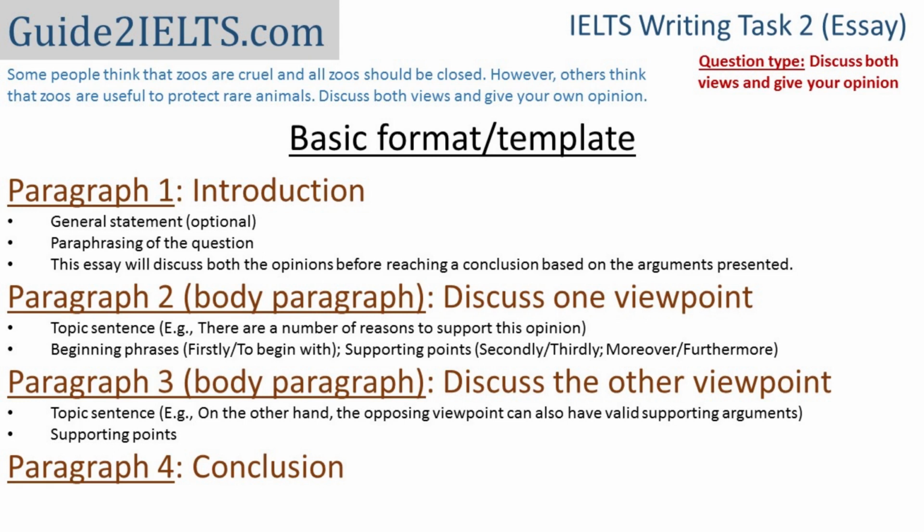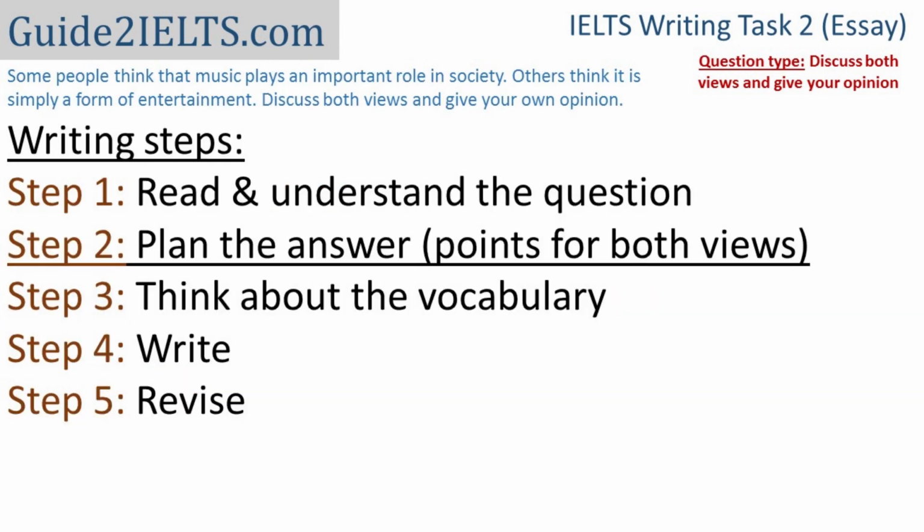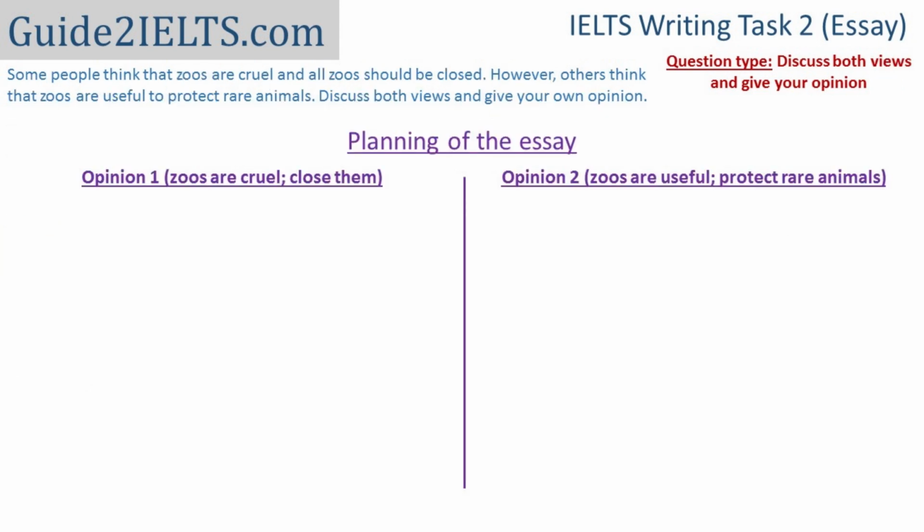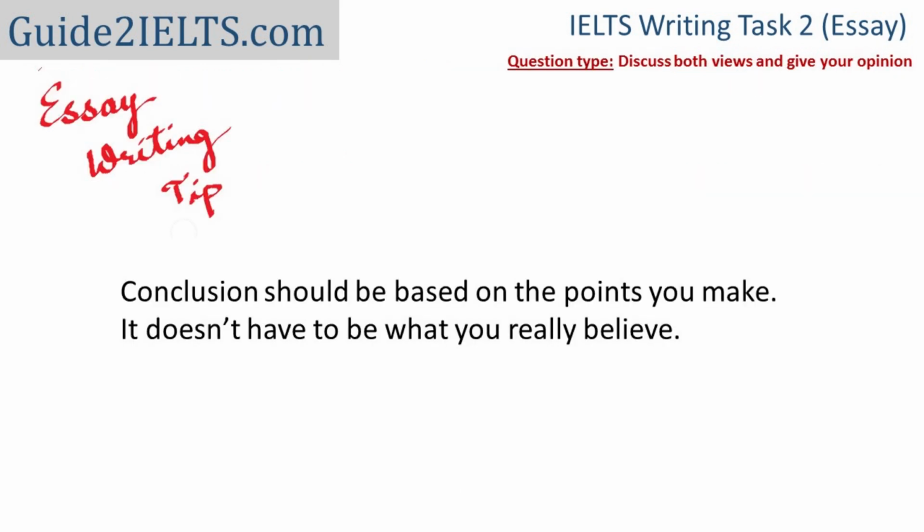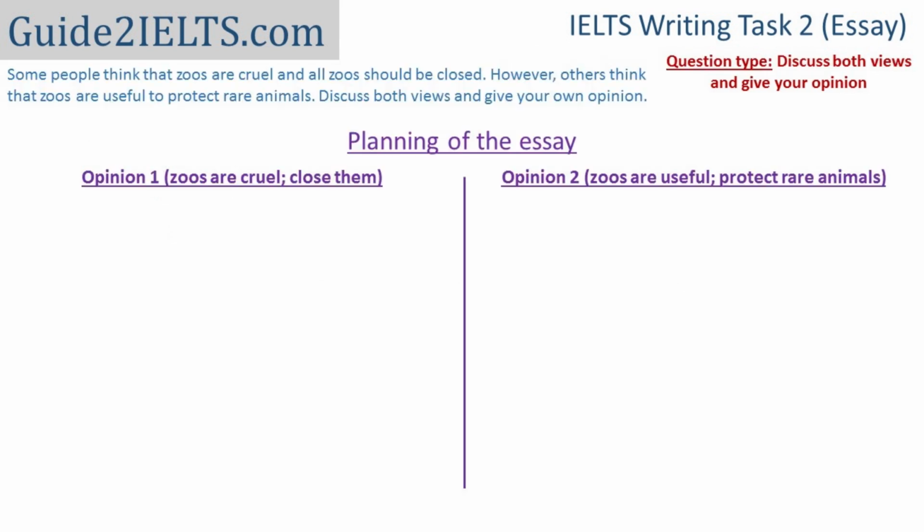Finally, the fourth paragraph is a conclusion which gives our opinion based on the points that we have made in the second and third paragraph. So as we always do when planning this type of question, we make a table so that there is no confusion about which side has more points. As I mentioned before, your conclusion depends on what points you have made. It doesn't have to be what your actual opinion is.